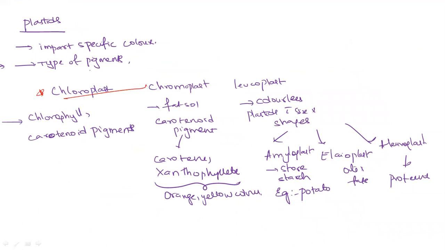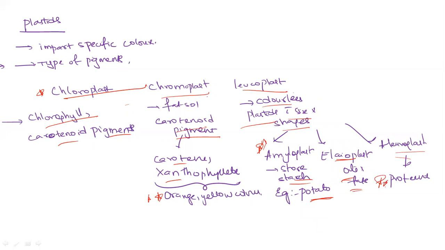So plastids mainly give specific colors. They are divided based on type of pigments. So chloroplast has chlorophyll, which is a pigment. Chromoplast is having fat-soluble carotenoid pigments, that is carotene and xanthophyll, that impart a yellow and an orange color. Leucoplast is colorless plastid with various sizes and shapes. It has amyloplast, which you can see in potato in the form of starch, elaioplast in the form of oils and fats, and aleuroplast in the form of proteins.